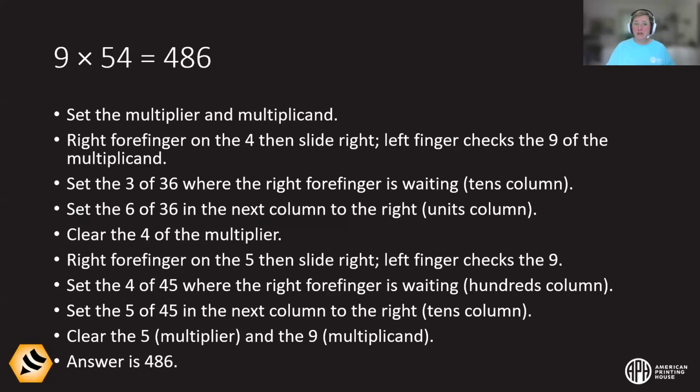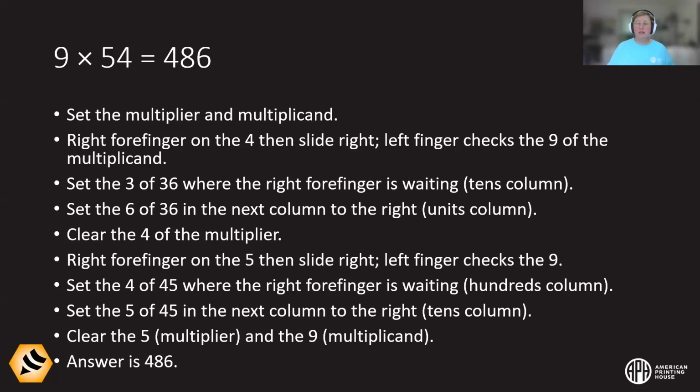4 times 9 is 36. Where your right forefinger is waiting, set the 3. Move it to the right and set the 6. Clear the 4. Your right forefinger then checks the next number in the multiplier, the 5. Slides it to the right.